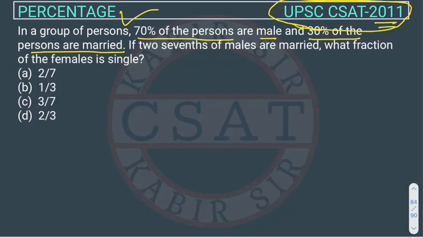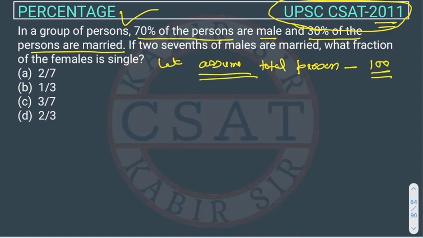Okay. So suppose, let's assume total persons is 100. I told you that whenever we are doing questions from percentage, we normally assume a multiple of 100. The calculation is easy, that's why. So 100% means there are 100 people. Out of these 100, how many males are there? It is given. Males are 70%.